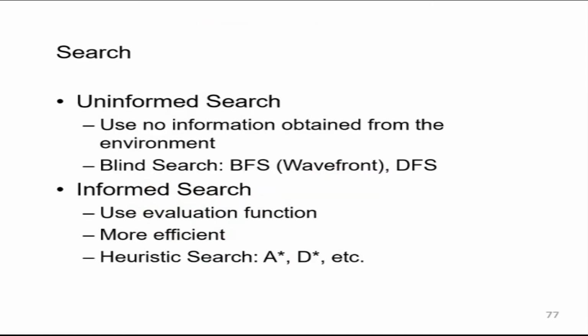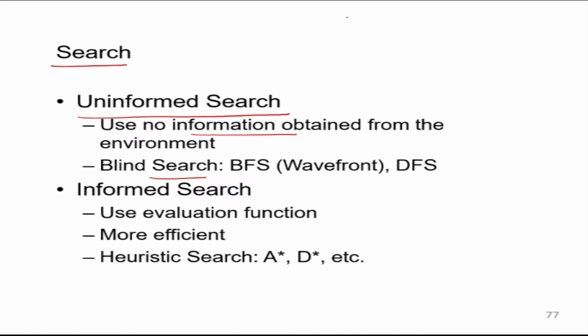Now we can divide this search into two types. One is an uninformed search. This uninformed search uses no information obtained from the environment. It is some kind of a blind search. For example, when we talked about wavefront planners, they were basically blind searches.